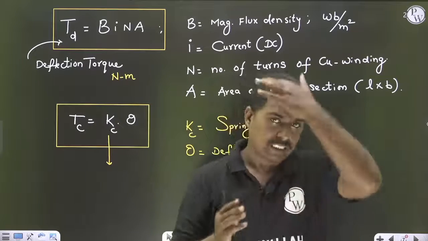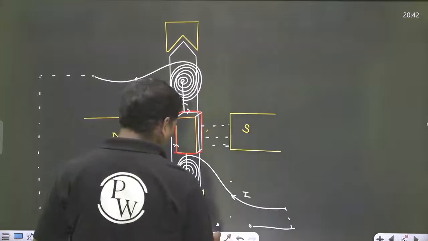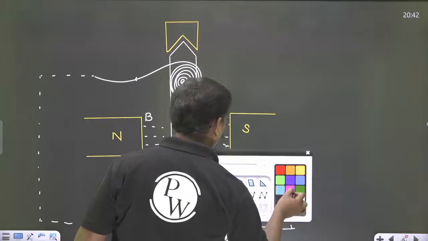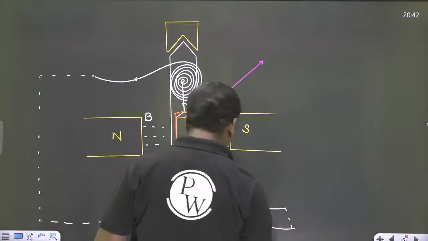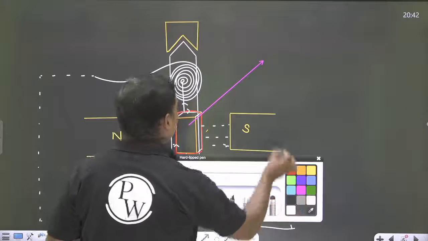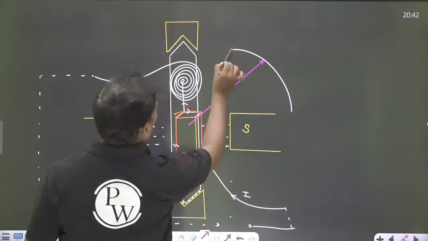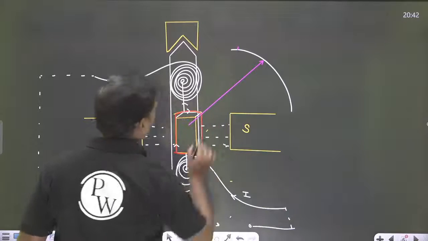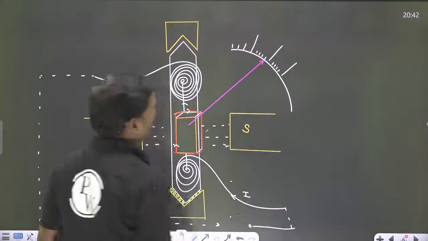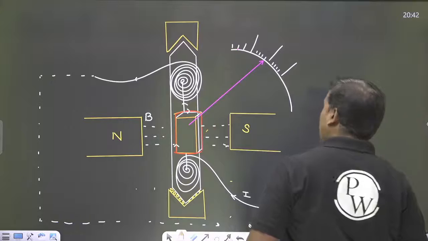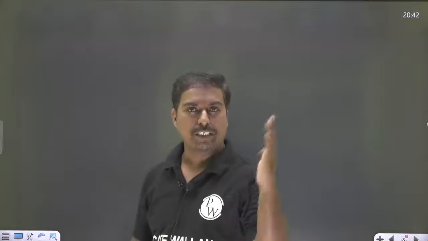So now what is a steady state? At steady state, what happened now? There is a pointer here, so I am going to connect the pointer. This particular pointer is going to have a deflection. The steady state represents the steadiness of the pointer.